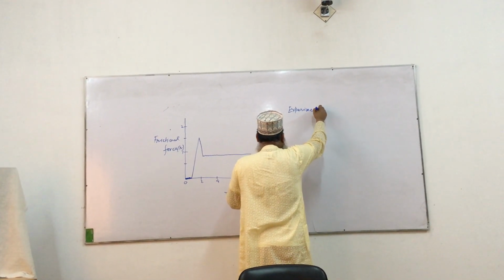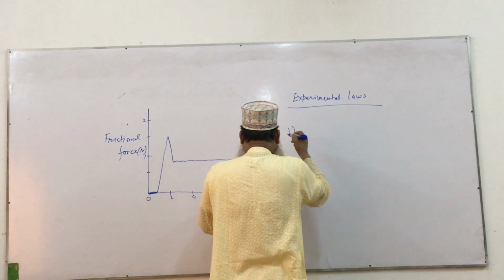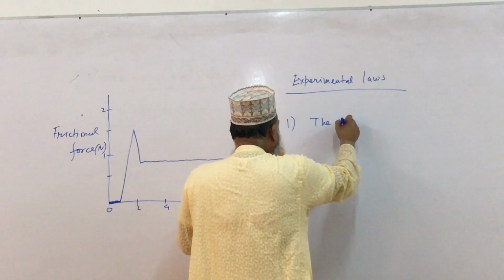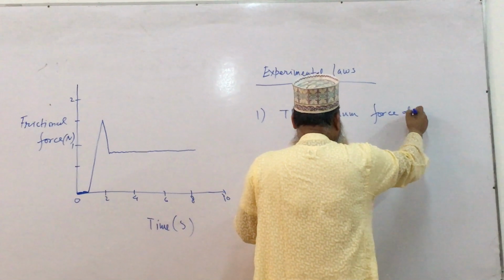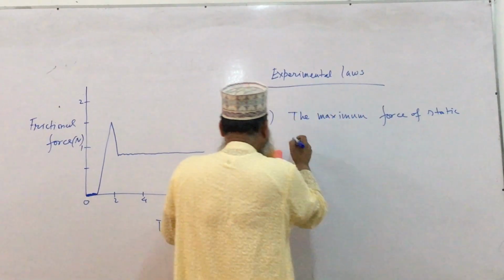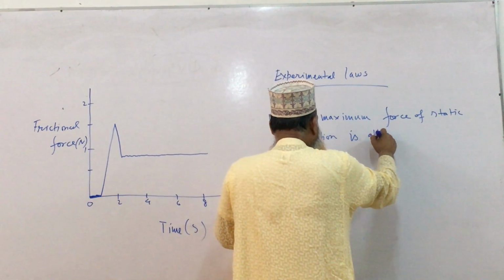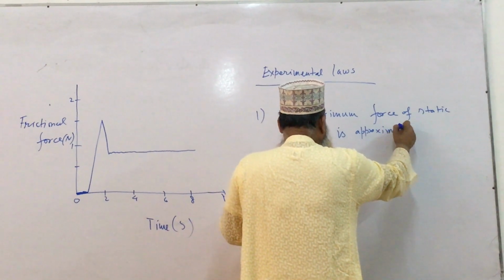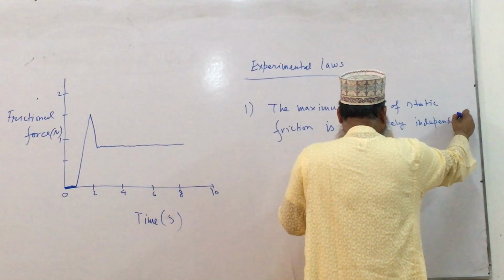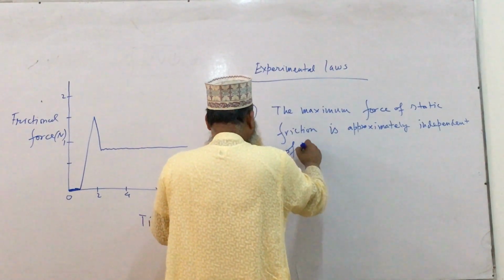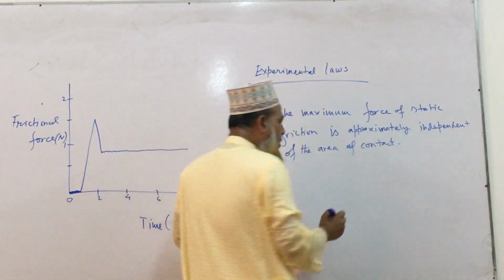Experimental laws. Number one, the maximum force of static friction is approximately independent of the area of contact. What do you mean by this?